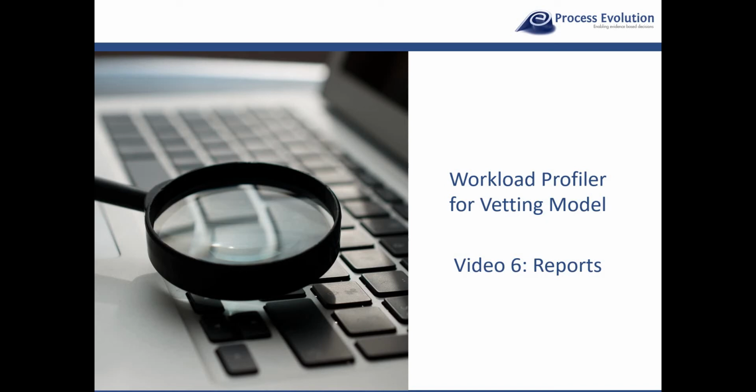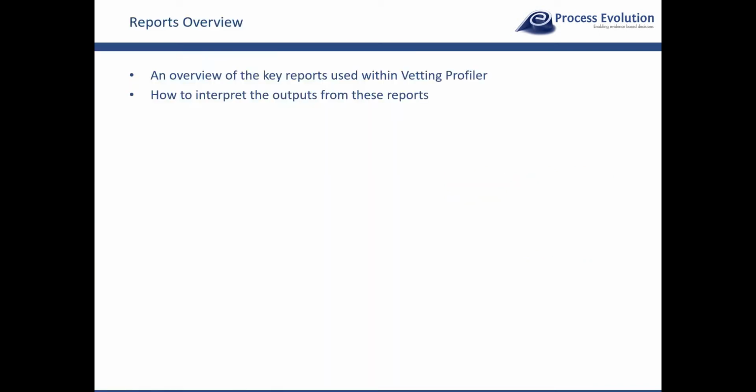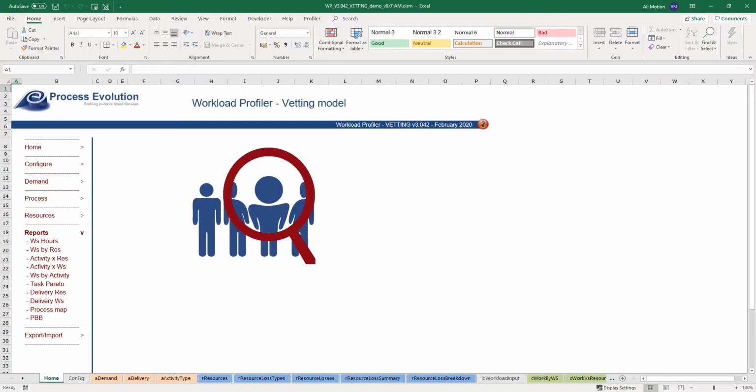Video 6 is all about reports, so we're going to look at providing an overview of the key reports that were used within the Vetting Profiler and talk about how to interpret the outputs from these reports. So I'm going to start off with the vetting model.